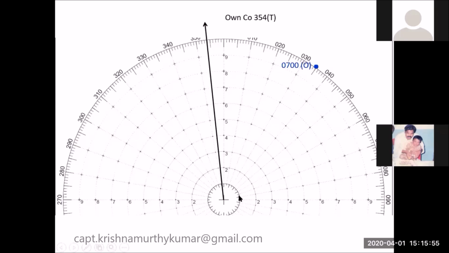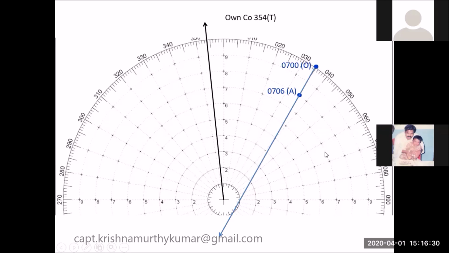So you keep your ship always in the middle and you are drawing the bearing. Relative to you, he was here at 7 o'clock. He is here at 7:06. So relative to you, he will be moving along this line, this blue line.